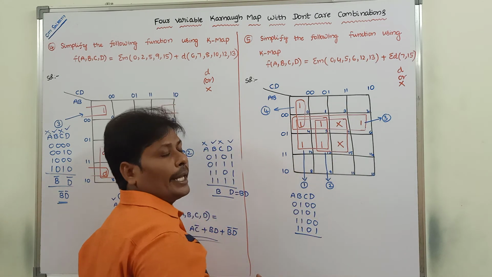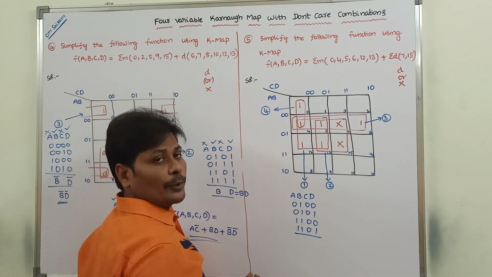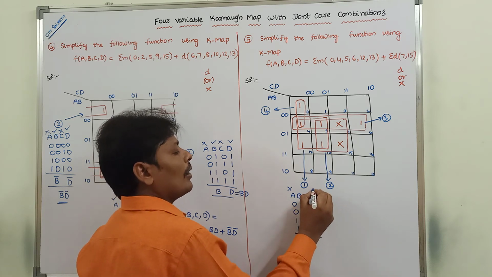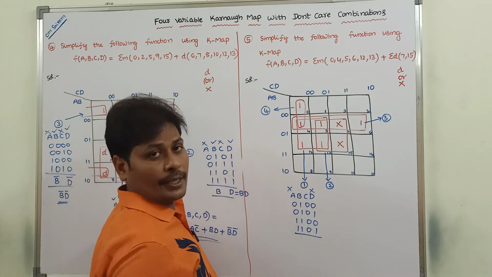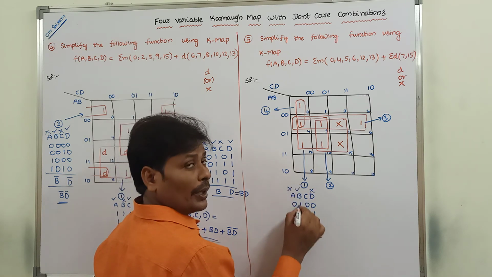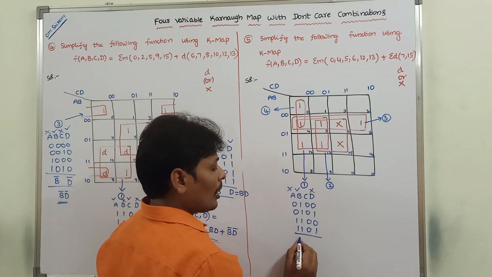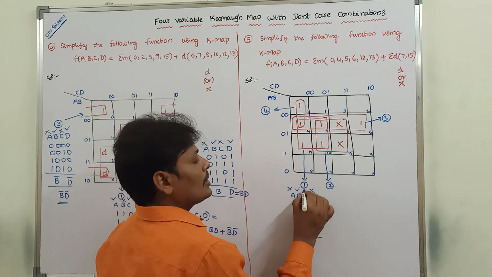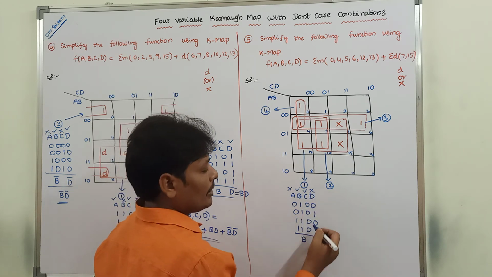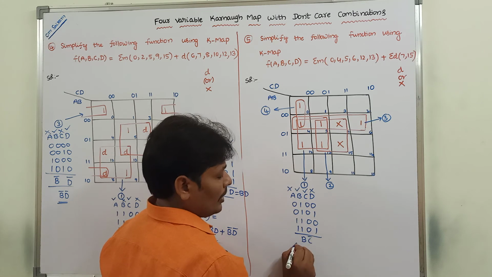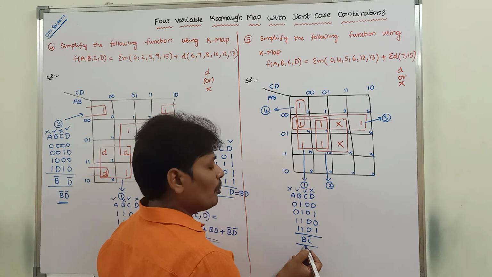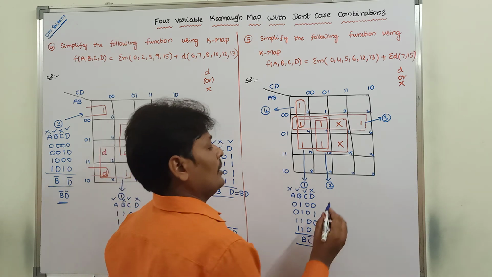So any column contains a combination of zeros and ones, we have to ignore that column. A column contains a combination of zeros and ones, D column contains a combination of zeros and ones. We have to ignore that column. B column contains only ones, we have to consider that column. In that column B value 1 means B. C column also consider because it contains only zeros. In that column C value 0 means C bar. So from this quad, what is the expression we are getting? B C bar.